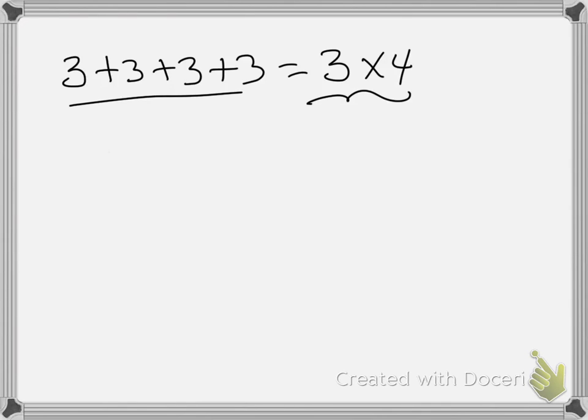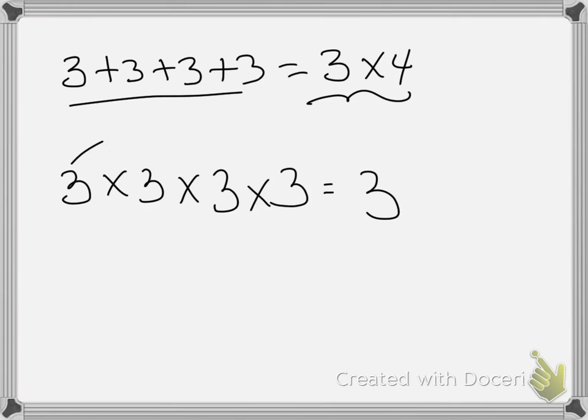The same happens with repeated multiplication. If you have to multiply 3 times 3 times 3 times 3, you can save some time and say, well, you have 3 to the 1, 2, 3, 4th power. 3 to the 4th power, or 3 exponent 4. And that means exactly the same thing. It means that the base, the number 3, is going to be multiplied by itself 4 times. This is the exponent right there.